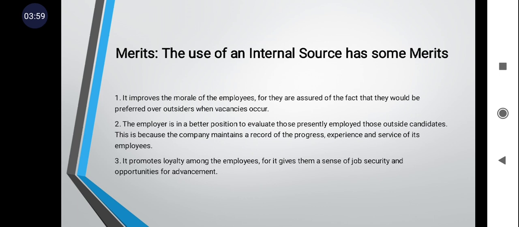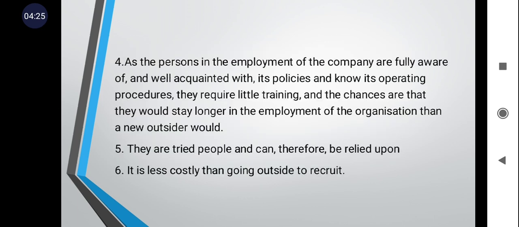The employer is in a better position to evaluate those presently employed than outside candidates. This is because the company maintains a record of the progress, experience, and service of its employees. It promotes loyalty among the employees, for it gives them a sense of job security and opportunities for advancement.